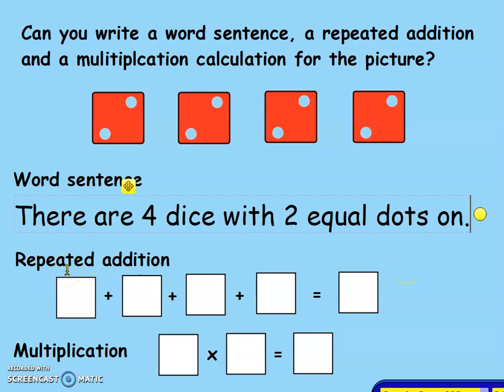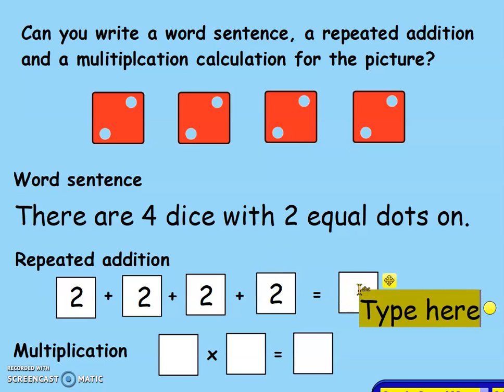Our repeated addition, we've got 4 boxes, so we know that we need to add the dots together. How many dots are there? We've got 2, add 2, add 2, add 2. 2 add 2 add 2 add 2 equals 8.